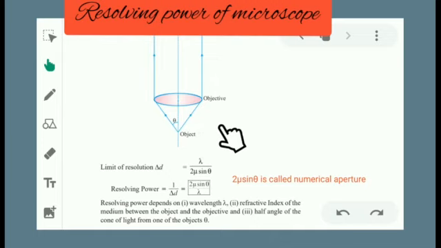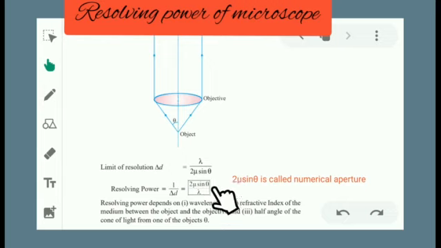Now the resolving power is inversely proportional to the limit of resolution. What is the limit of resolution? It is equal to lambda by 2 mu sine theta. Then resolving power is 2 mu sine theta by lambda. 2 mu sine theta is called numerical aperture. So resolving power depends upon the refractive index of the medium and the wavelength of light.